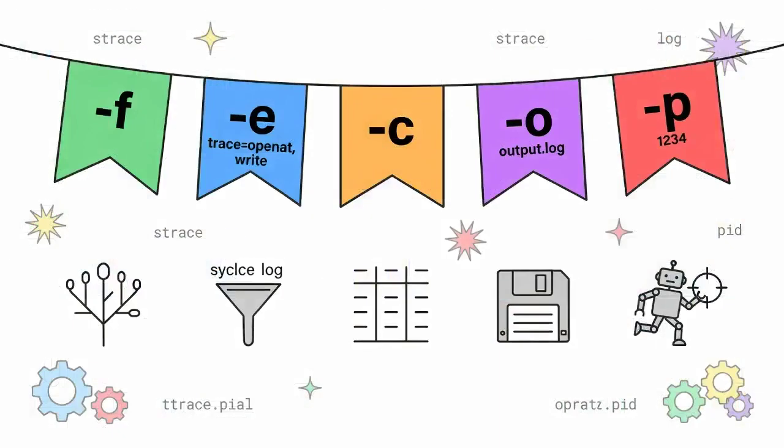5 flags cover 90% of real strace usage. -f follows fork children, so you trace the whole process tree. -e trace=openat,write, or network, or file, filters to only the syscalls you care about. -c prints a summary table of counts and timings. -o writes everything to a file instead of the terminal. And -p PID attaches strace to a process that is already running, no restart required.